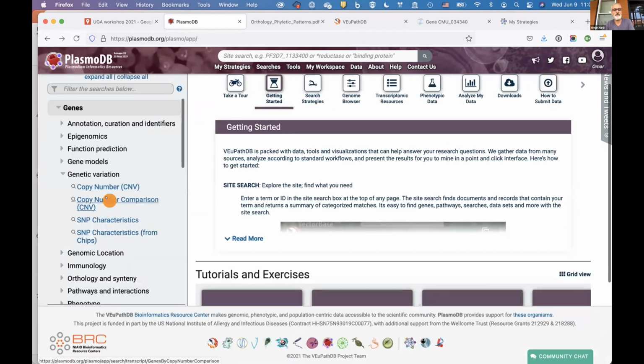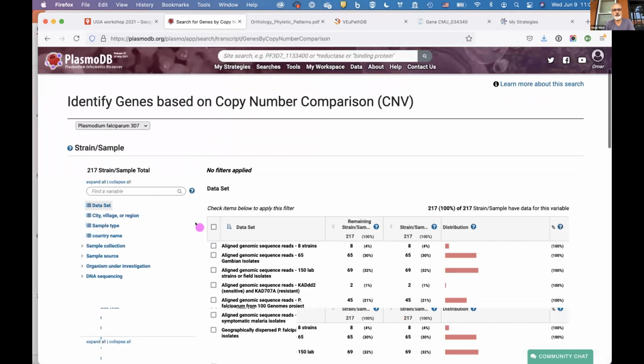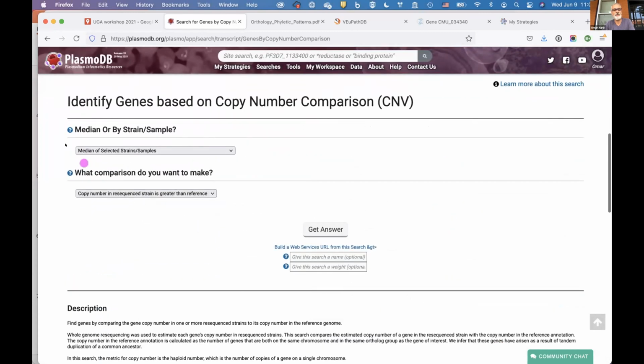The second type of copy number variation search is a comparison search, and this allows you to compare with the reference. So again, you can select the median or the selected isolates, when at least one of the strains has the copy number variation. But here, the comparison that you're asking is compared to the reference. So you want it to be either greater than, equal to, or less than the reference genome, right?